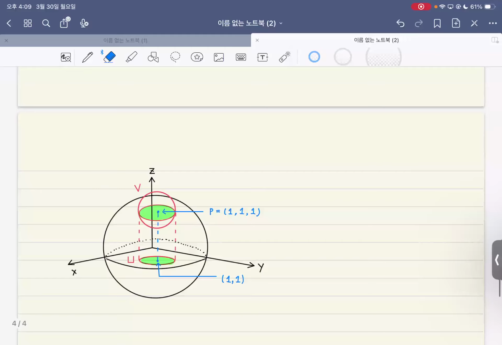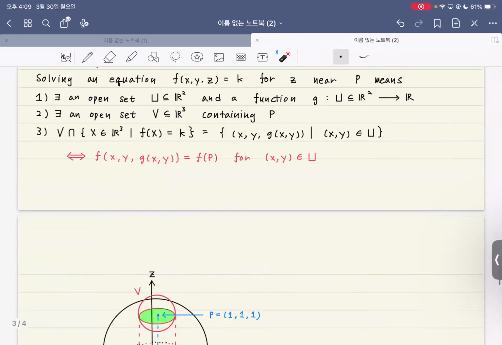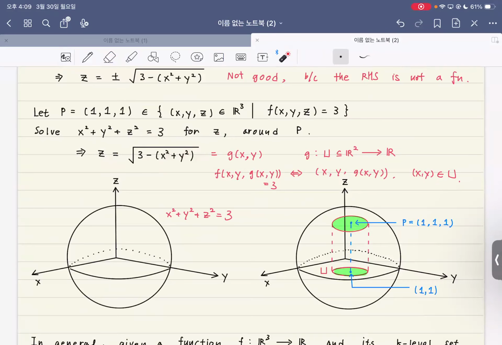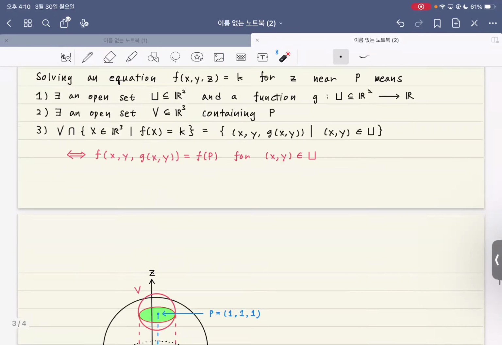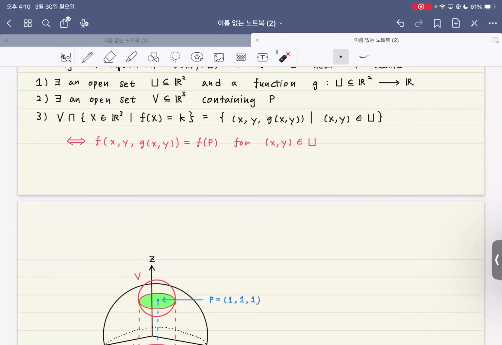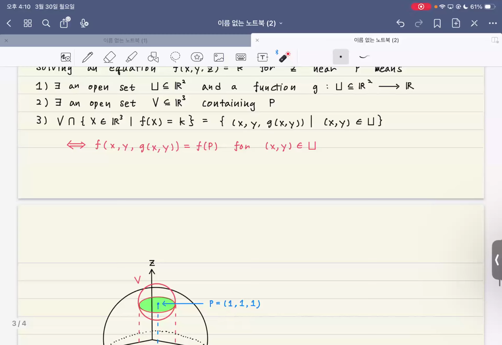So in our example, this sphere was the level set, and we tried to solve this relation for z around this point. Then this is the open set V, and this is the open set U, and on this open set, the graph of this function g was the same as the level set. So in this case, we were able to solve this equation for the letter z around this point.